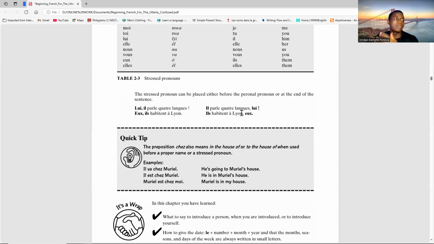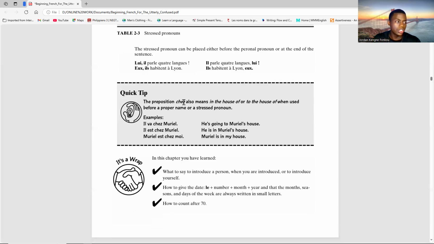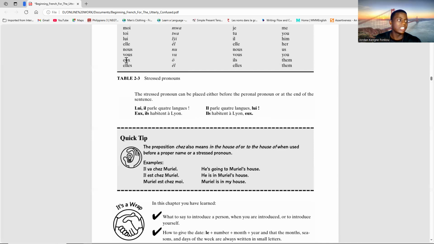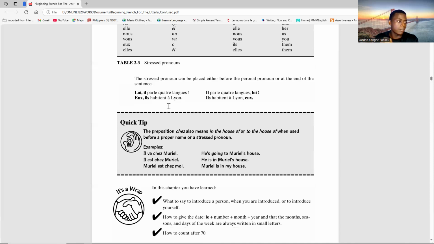We use it for what? For emphasis. The preposition chez, we saw it earlier, also means in the house of, or to the house of, when used before a proper name or stress pronoun. Chez moi, in my house. Chez eux, due to the Z, in their house. Chez vous, in your house. Chez nous, in our house. Chez elles, in their house, if they are only ladies. And chez toi, in your house, or chez lui, in his house.